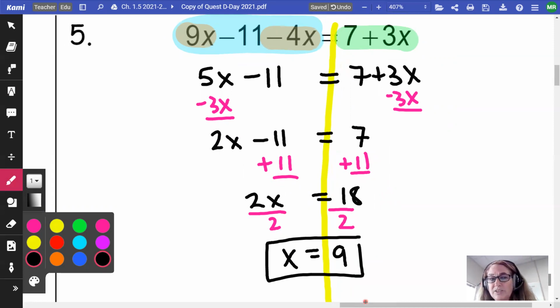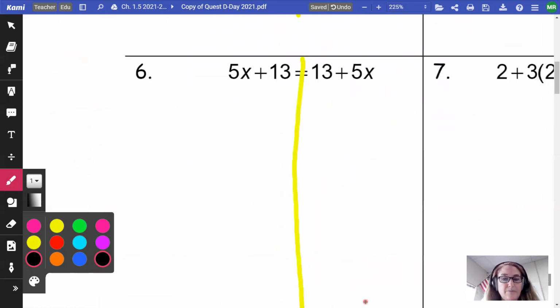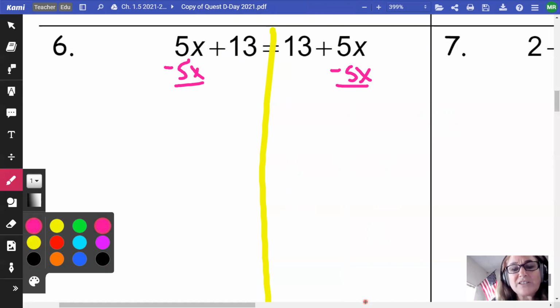Okay, number 6. On this one, I have x's on both sides, the same x's on both sides. So when I subtract 5x here and 5x here, those actually cancel out. Now, what am I left with? On this side, I'm left with 13 equal, and on the other side, I'm left with 13.